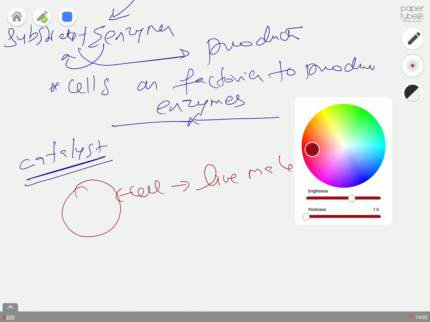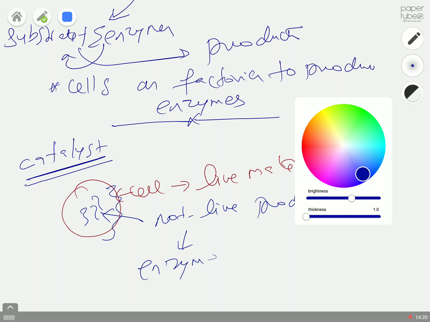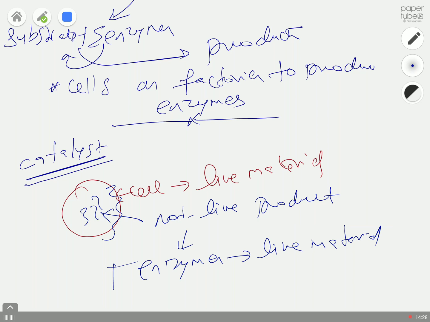So they can breathe and they can replicate, but the active ingredient which is inside is not a live material or a live product. Which means your enzymes, once you cut the cell and take the enzymes out, are not a live material. So you have to remember this. It's not a live material. I think my handwriting is really bad, I will try to write it very clean from now.